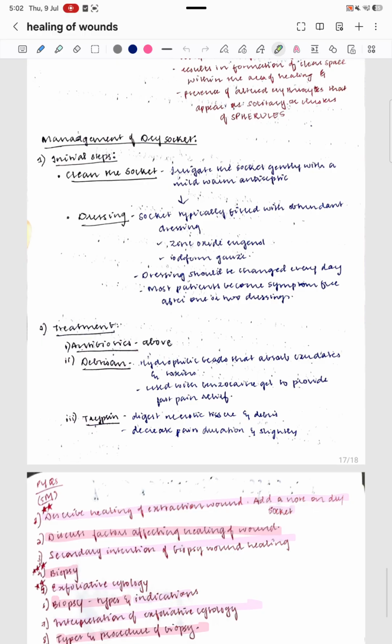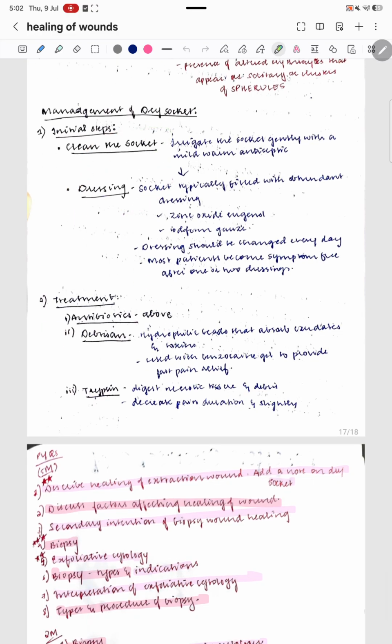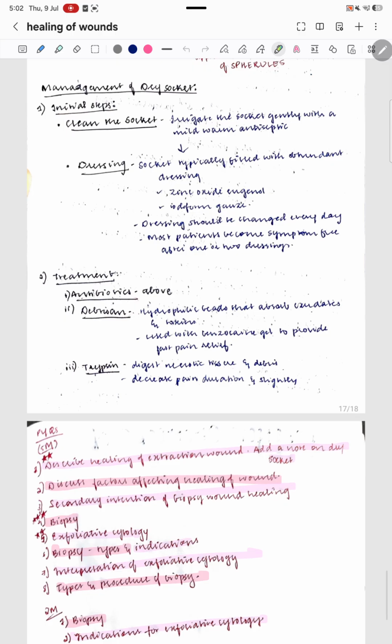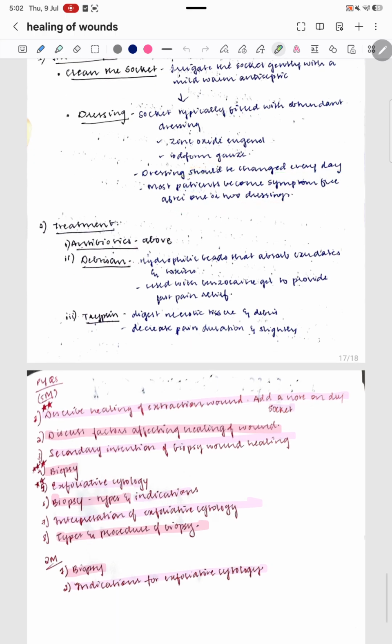Management of dry socket: clean the socket, dress the socket. Cleaning is by irrigation, and then you give antiseptics with a mild warm antiseptic. The socket is typically filled with a obtundent dressing, zinc oxide eugenol, iodoform gauze. Dressing should be changed every day. Most patients come in symptom free after one or two dressings. Treatment is antibiotics, then Debrisan hydrophilic beads that absorb the toxins, and trypsin.